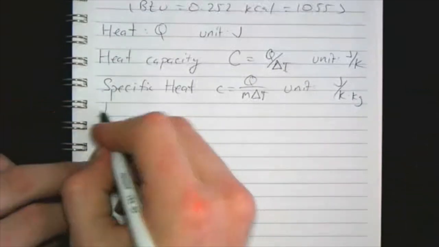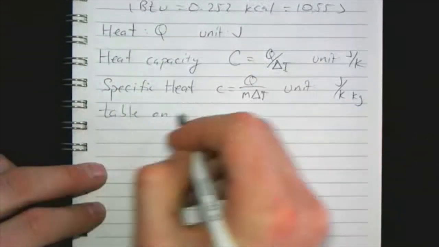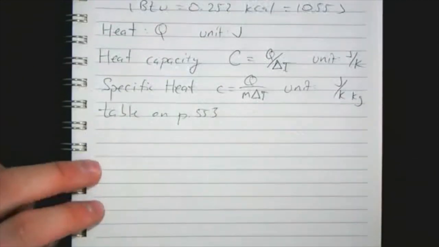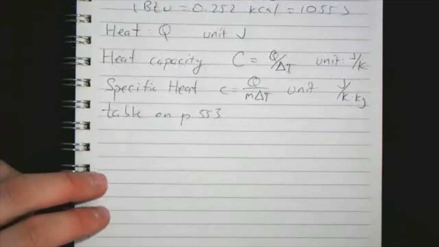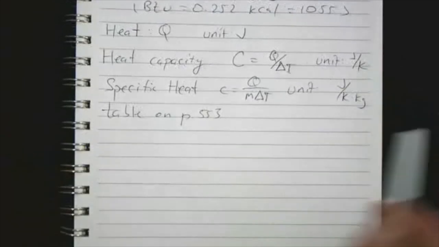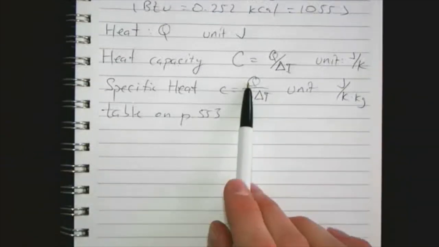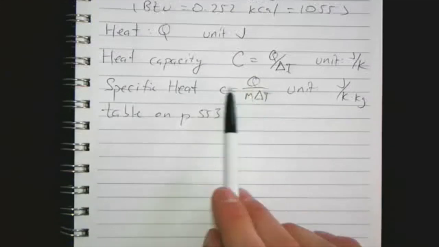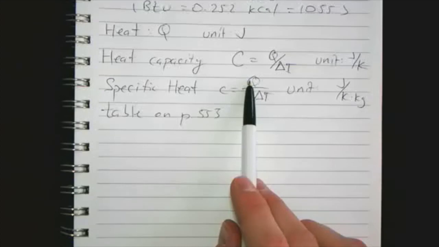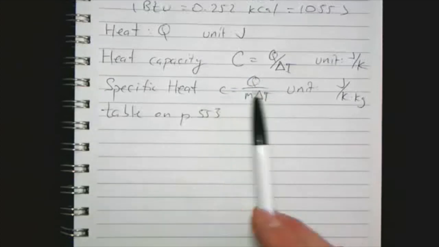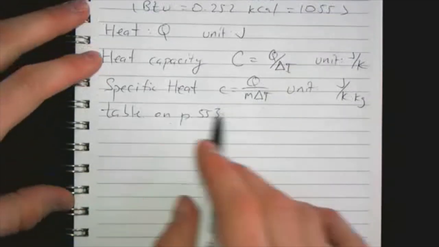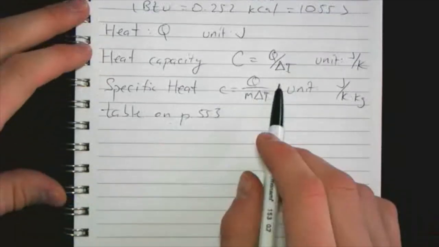There's a table in your book on page 553 that lists specific heats for a lot of different stuff. And this is a property of a material. So the specific heat is how much energy it takes to change 1 kilogram of your sample by a temperature of 1 Kelvin. Most of these you can just look up in the table.